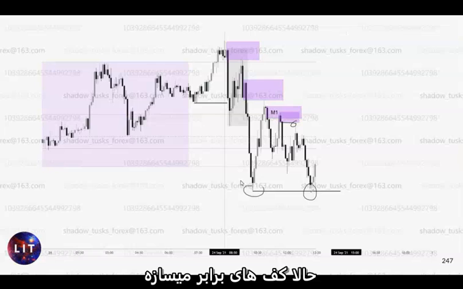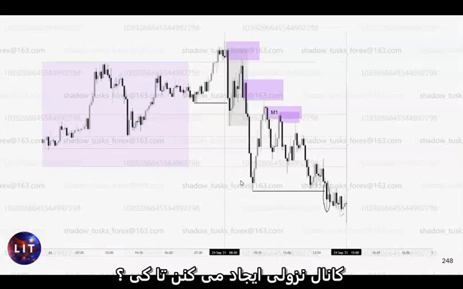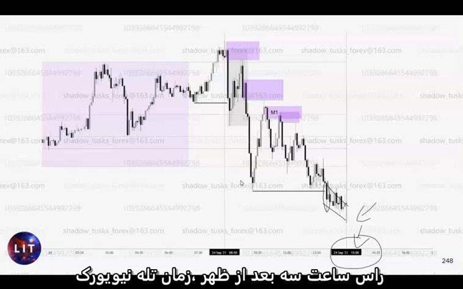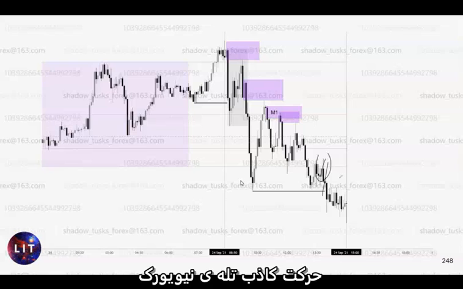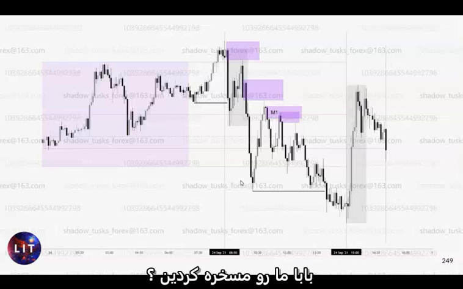equal lows now, inducement with the vector candle, channeling downwards until when? And now look at that. When does it stop? Like, you're kidding me. What in the hell? 15 o'clock to the minute, New York trap time. What is that? False New York trap move, right? To the minute, New York trap time. When does it reverse? Are you kidding me? That's just by looking at the clock.